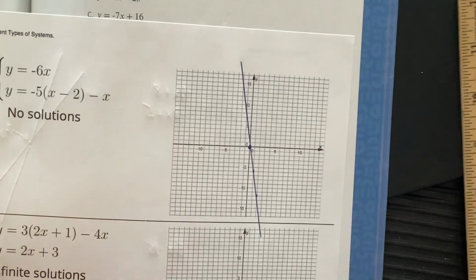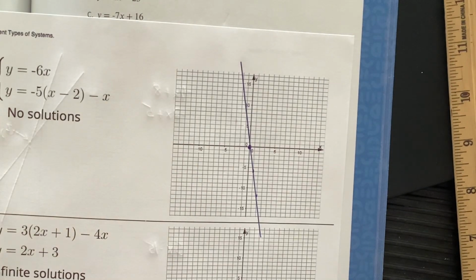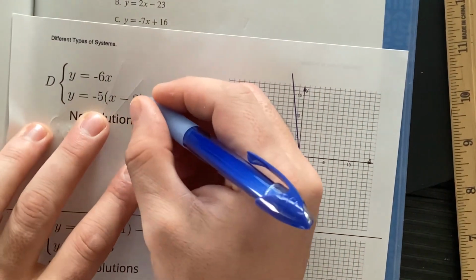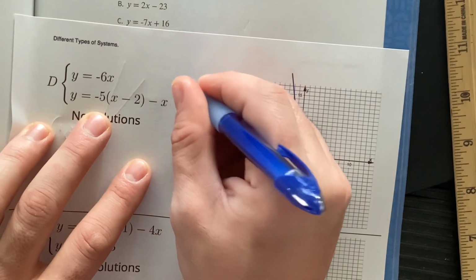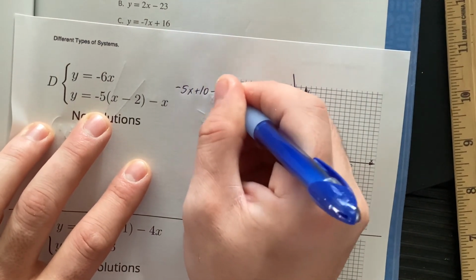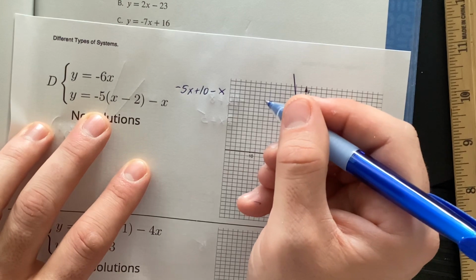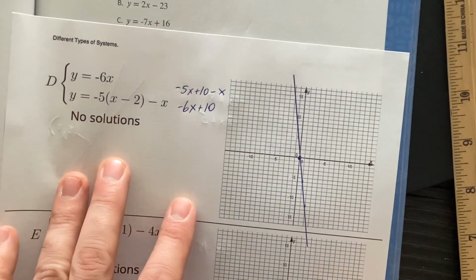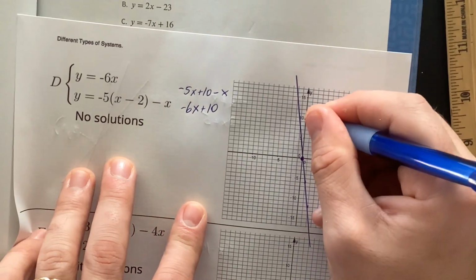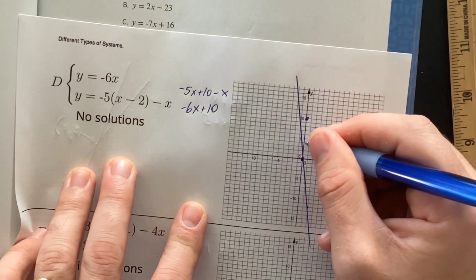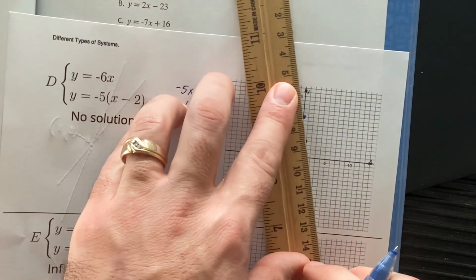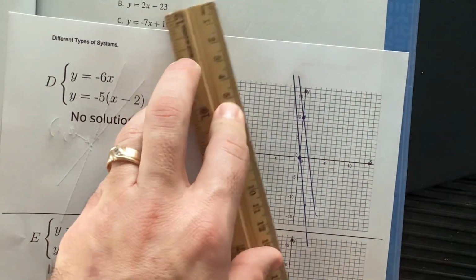It does say there's no solution, so what should that tell you about your lines? They're parallel. They don't meet. So if I distribute on the bottom one, letter D there, I'm going to get negative 5x plus 10 minus another x. So that'll be negative 6x plus 10 if you combine like terms. So up 10, same slope. Down 6, right 1. Down 6, right 1, parallel to the one you just made. They should never cross.